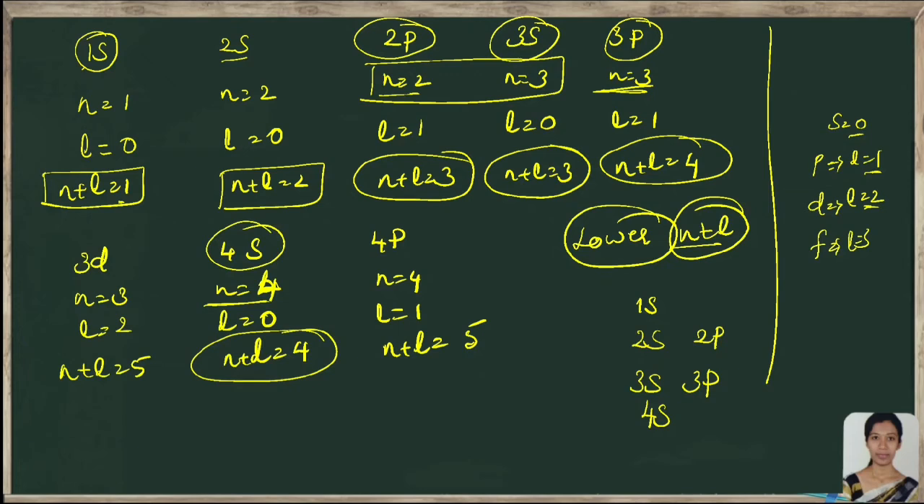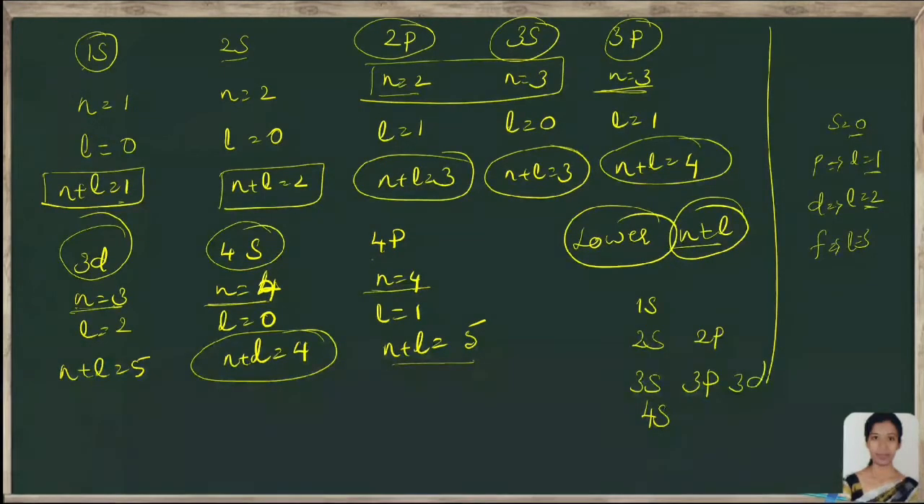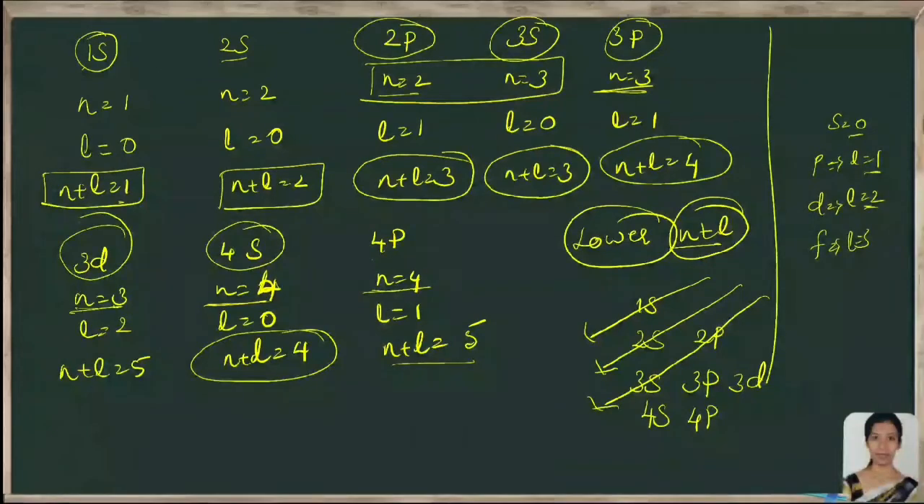Then we have to come to 3d and then 4p, because 3d has a lesser N plus L value while 4p has the same N plus L value, but the N value will be higher when compared to 3d. That's why the electrons will be moved to 3d, then 4p. You can write it here: 1s, 2s, 2p, 3s, 3p, 4s, and then 3d, 4p.